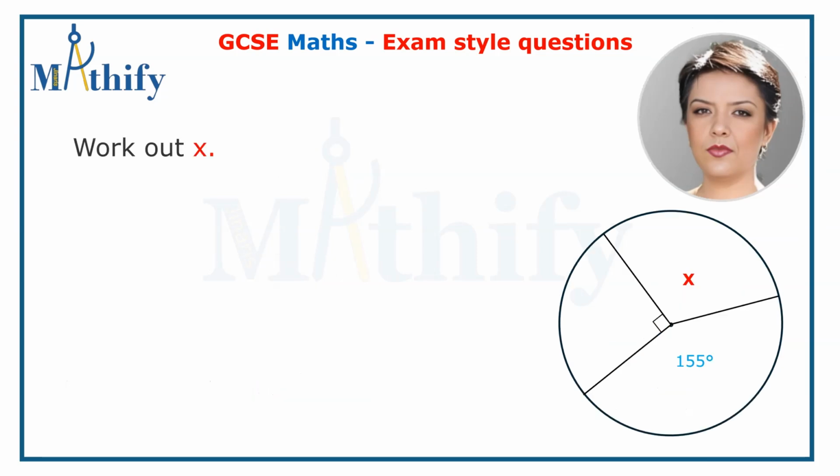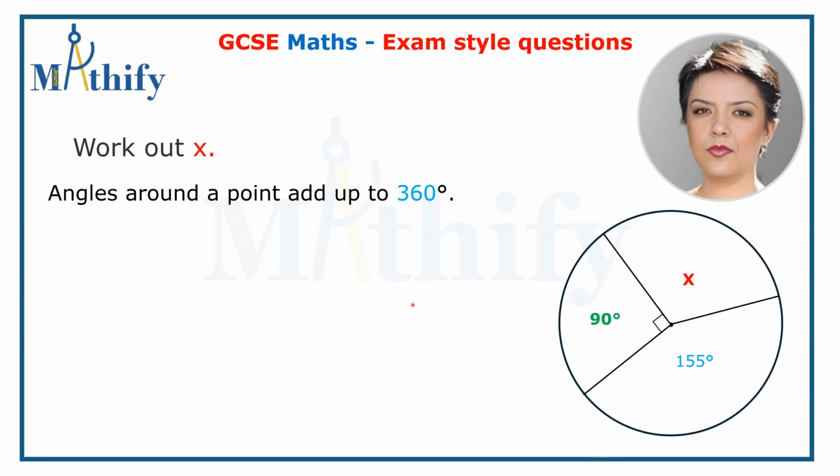Work out x. We are given two angles that we are aware of. This angle here is 155 degrees. This right angle is equal to 90 degrees. And we are trying to work out x. Before we work out x, we need to remember this important information. All of these angles within a circle add up to 360 degrees, or angles around a point add up to 360 degrees.